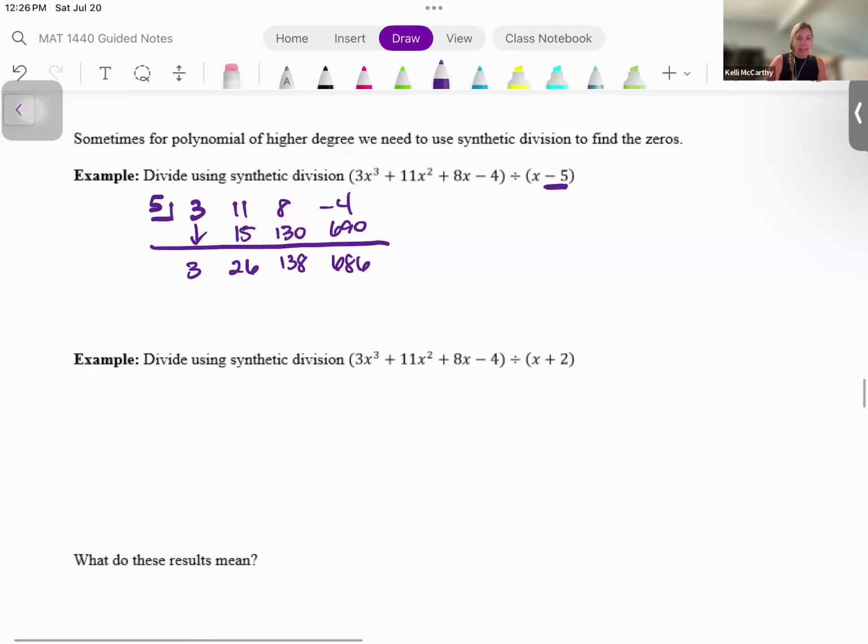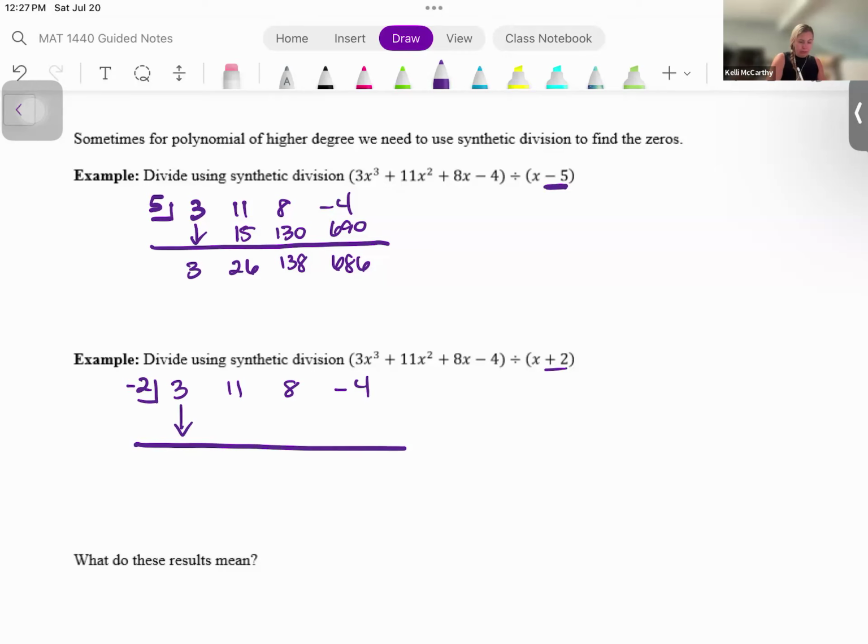Let's try this again, but divide the same polynomial by x plus 2. So that changes the number I have in my little box to a negative 2. Again, we're always using the opposite of the sign inside that linear divisor. We have our coefficients, 3, 11, 8, negative 4.